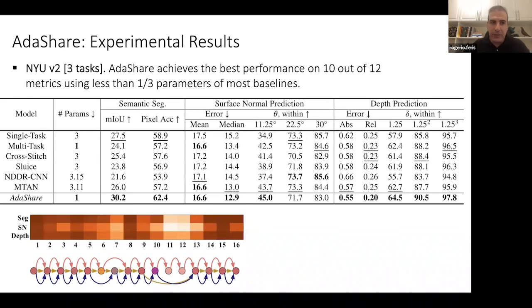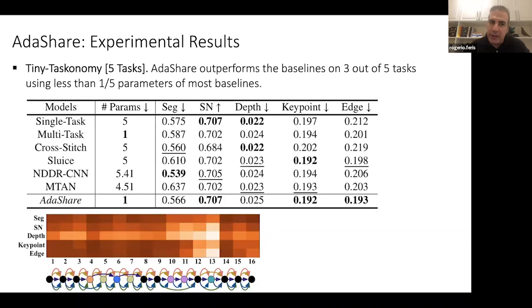So we also tested on NYUv2, considering three tasks, and AdaShare achieved the best performance on 10 out of 12 metrics using less than 1/3 of the parameters of most baselines. And also we tested on Tiny Taskonomy with five tasks. In this case, we outperformed the baselines on 3 out of the 5 tasks using 5 times fewer parameters. Again, for this soft sharing approach, for 5 tasks you would have 5 different backbones, where here we have just one single backbone that can accommodate all tasks.